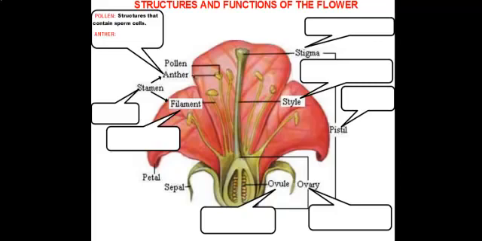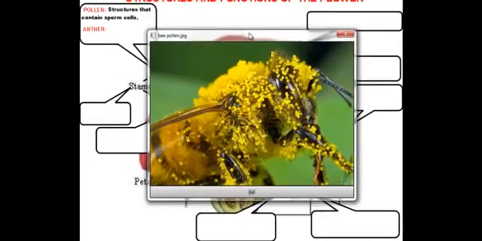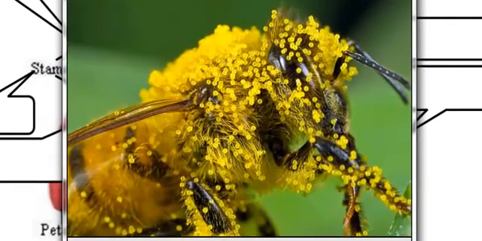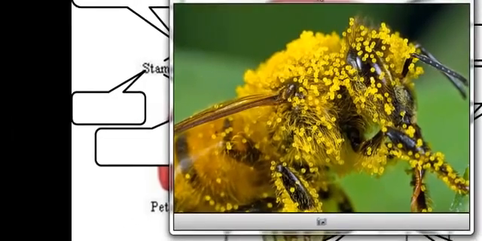So to take a closer look at what pollen looks like, we'll take a peek at this picture here. Now this is a picture of a bee that's obviously been hunting for nectar or food out in flowers and been walking around in them. And as you can see, there's a bunch of yellow spheres located all over the bee, stuck in its fur and so forth. This is pollen. This is what pollen looks like up close. So those are the pollen structures of a flower.